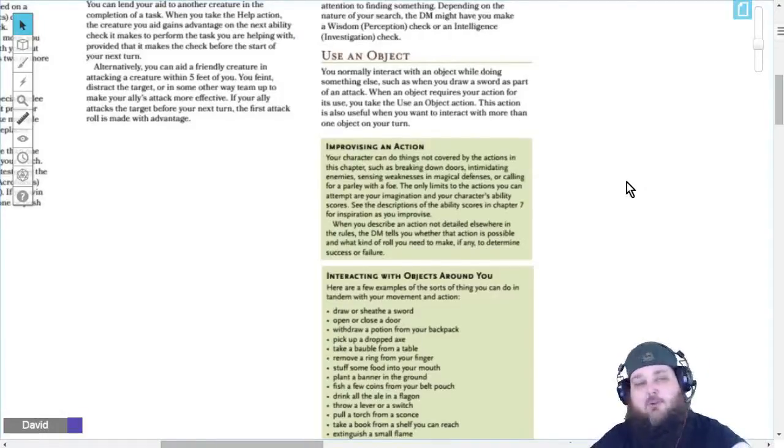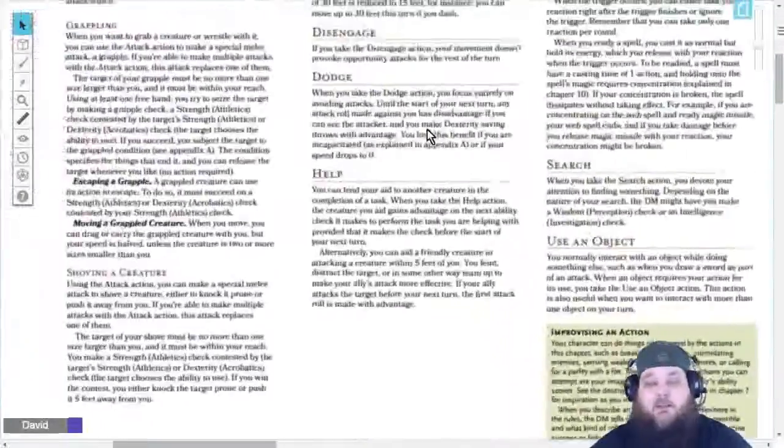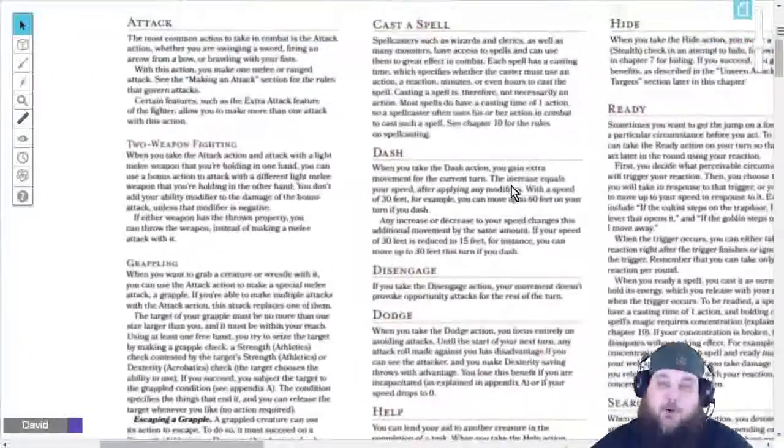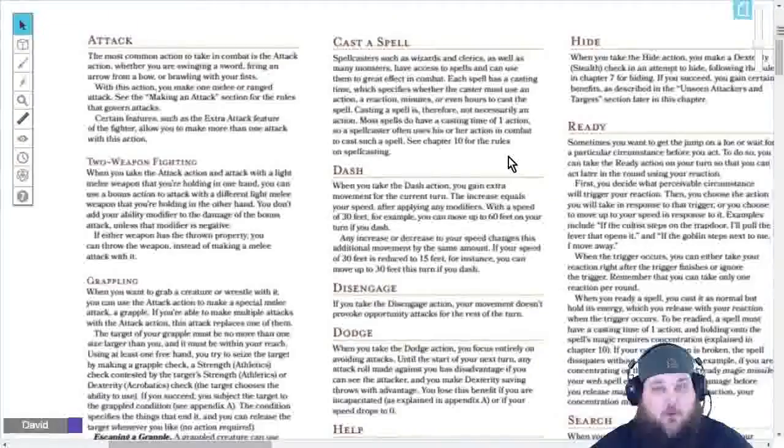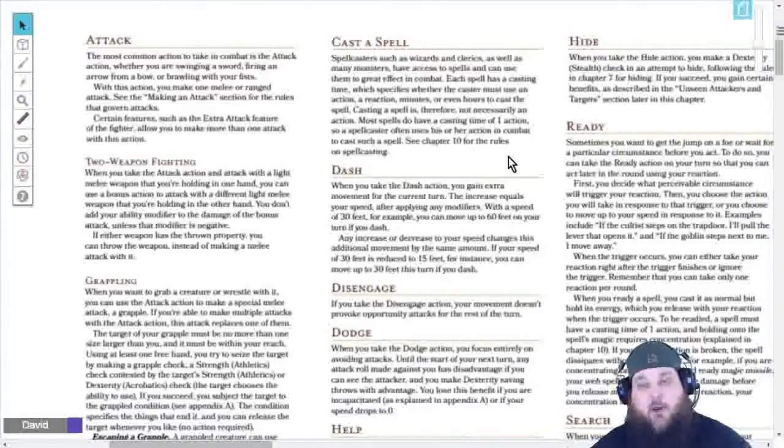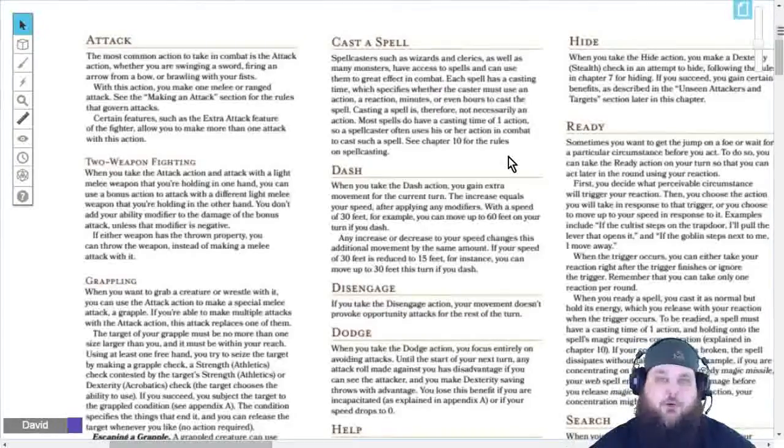So there you go. What do you guys think? These are all of the actions for Dungeons & Dragons 5th edition. These are the actions in the Player's Handbook and also in the free PDF for the basic rules on the Wizards of the Coast website. The next video that you're going to see covers all of the optional actions for D&D 5e.